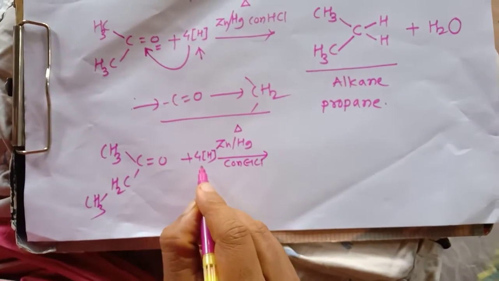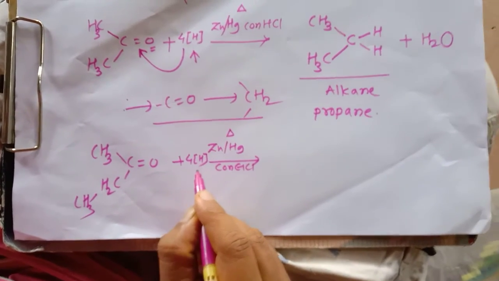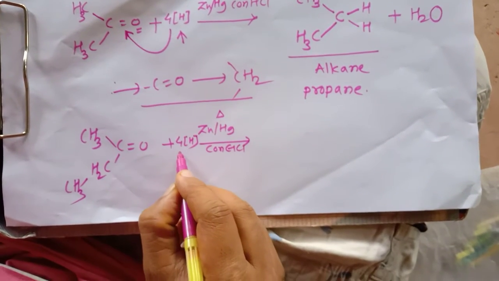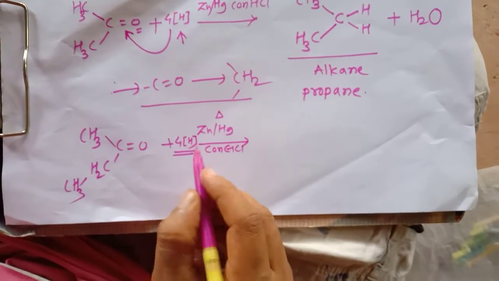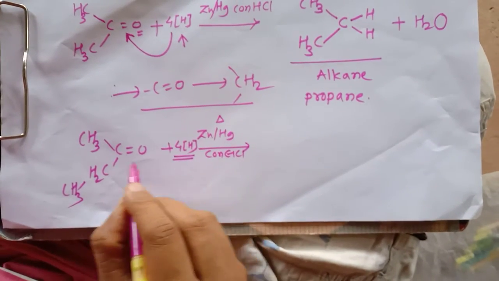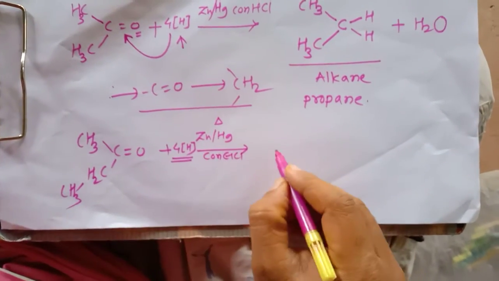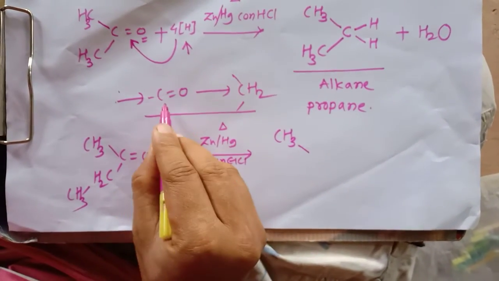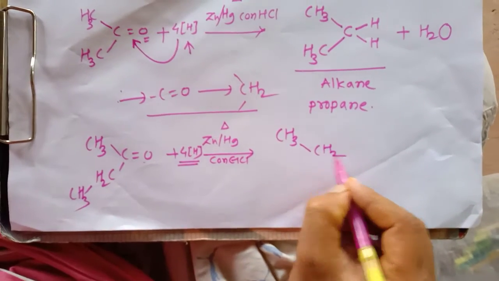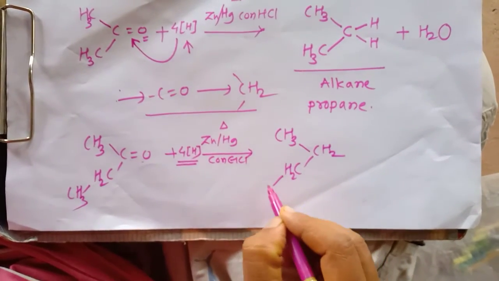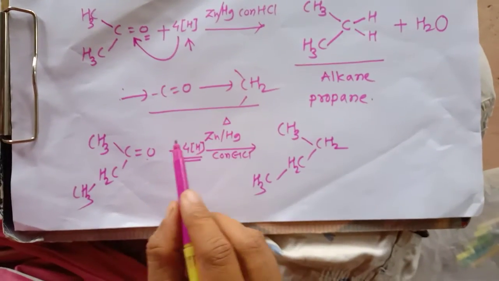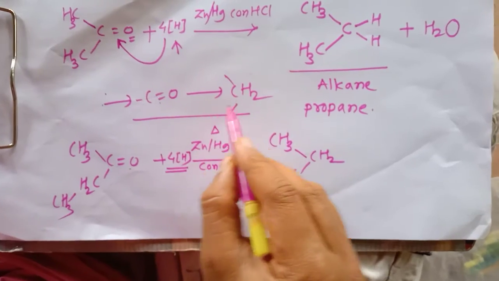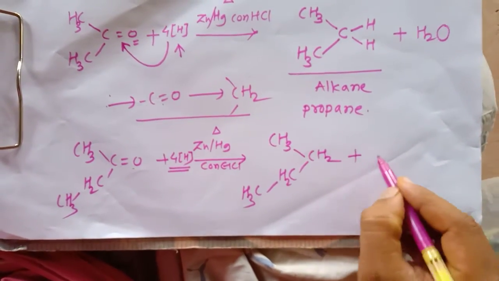What is a nascent hydrogen atom? A newly born hydrogen atom having high energy. During the course of the reaction, these hydrogen atoms immediately get generated here and react with this carbonyl group. What happens in this reaction? The CH3, C double bond O group is converted into a CH2 group. Here CH2, here CH3. So our point of interest is that the C double bond O group is converted into a CH2 group. What will be the byproduct?